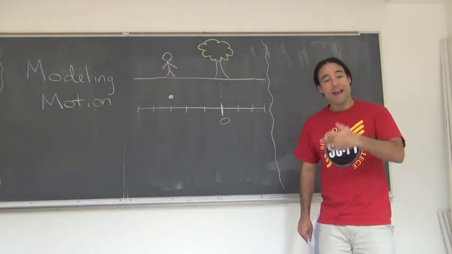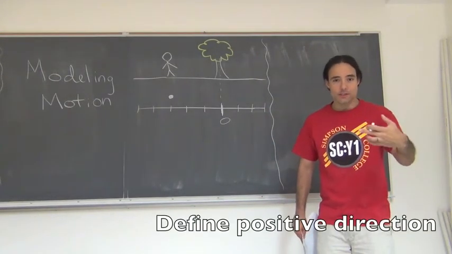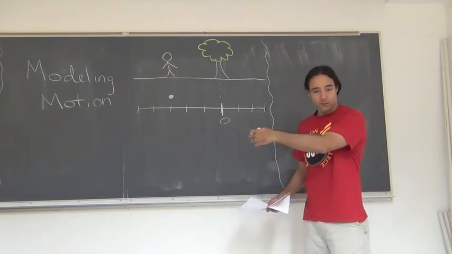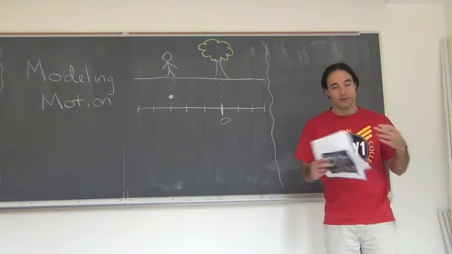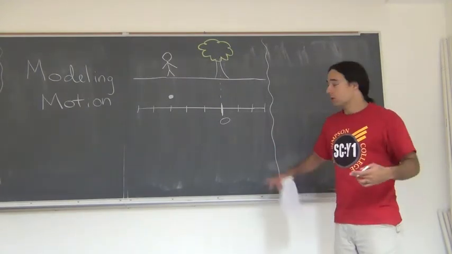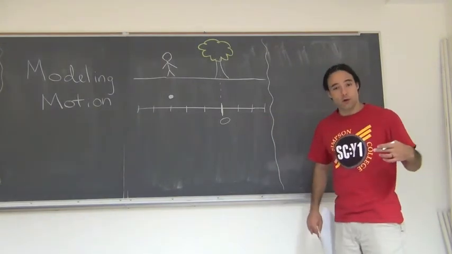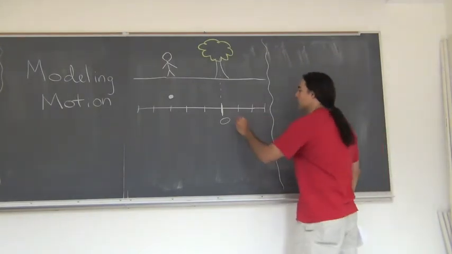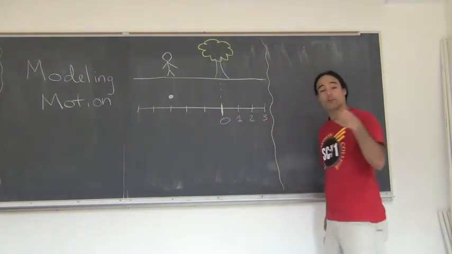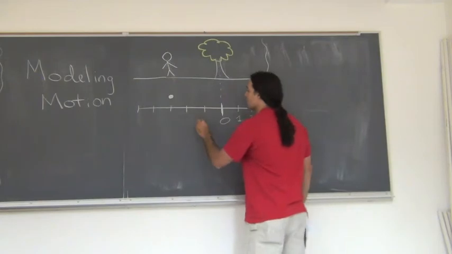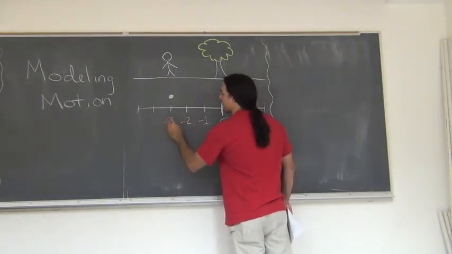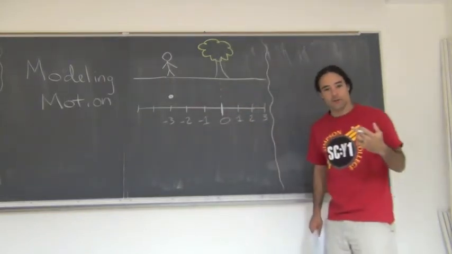And furthermore, I have to define which direction is positive and which is negative. Now this is somewhat arbitrary. I could say to the left is positive or to the right is positive. I could say to the left is negative, the right is negative. Usually by convention, you say things to the right of the origin are positive. So I would say this is plus 1 meter away, this is plus 2 meters away, this is plus 3 meters away. Whereas this would be negative 1 meter away, negative 2 meters away, negative 3 meters away, etc., etc.